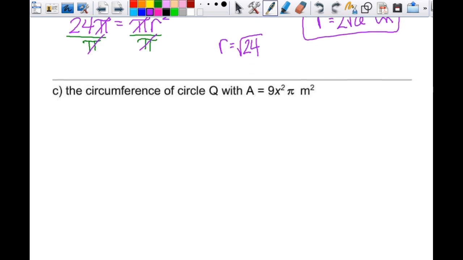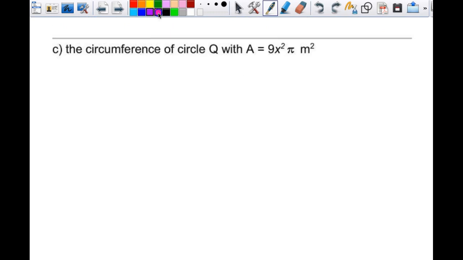So now we are looking for the circumference of circle Q. So my circumference formula is... in order to find the circumference, I need the radius, right? But I don't have the radius. They gave me the area. Can I use the area to find the radius? Yes. So I'm going to write down my area formula.